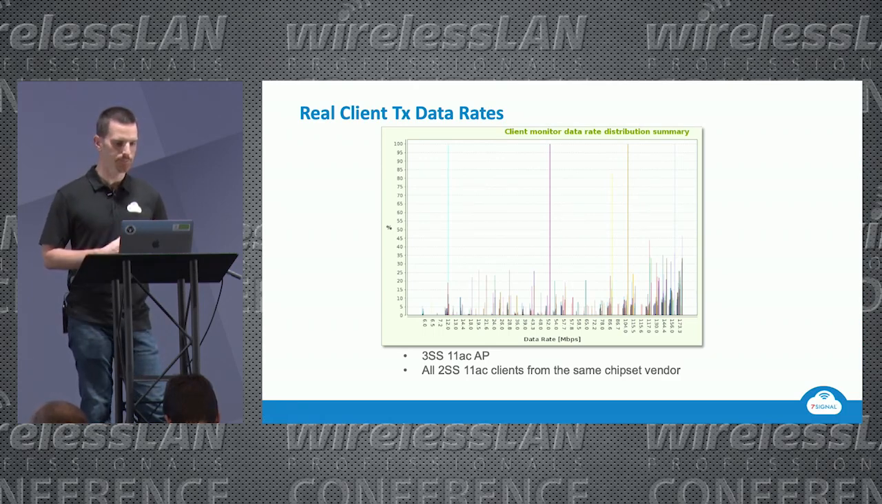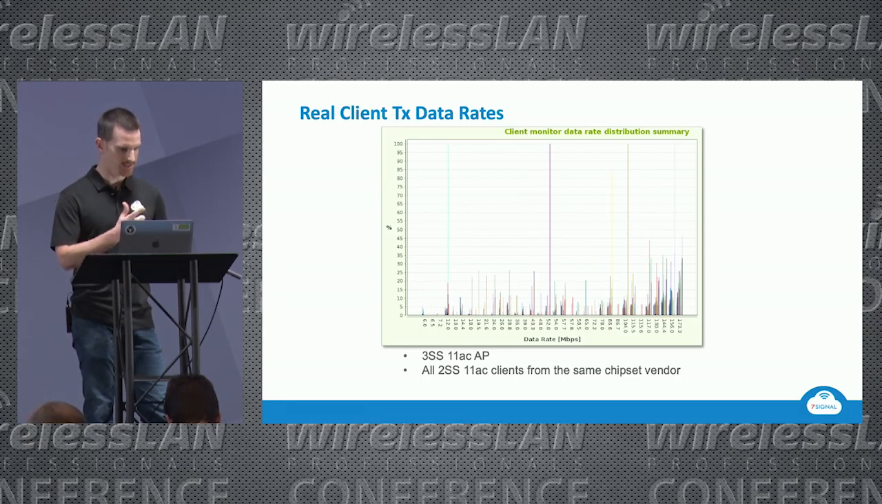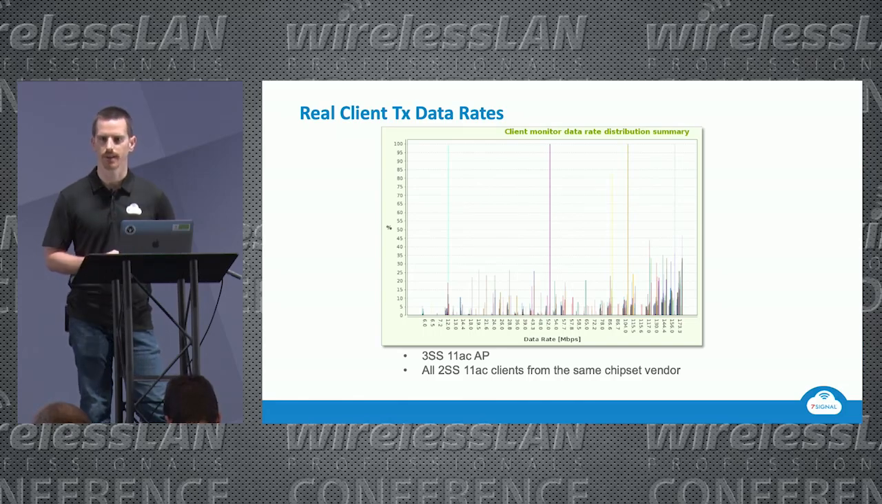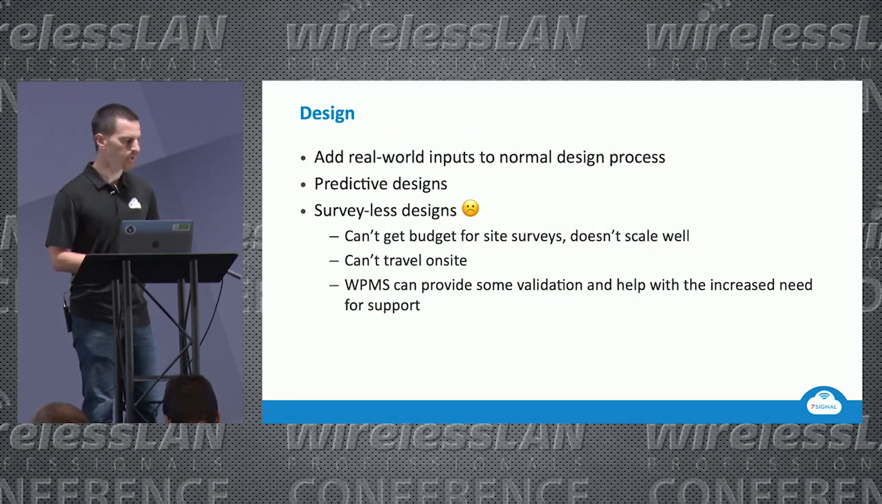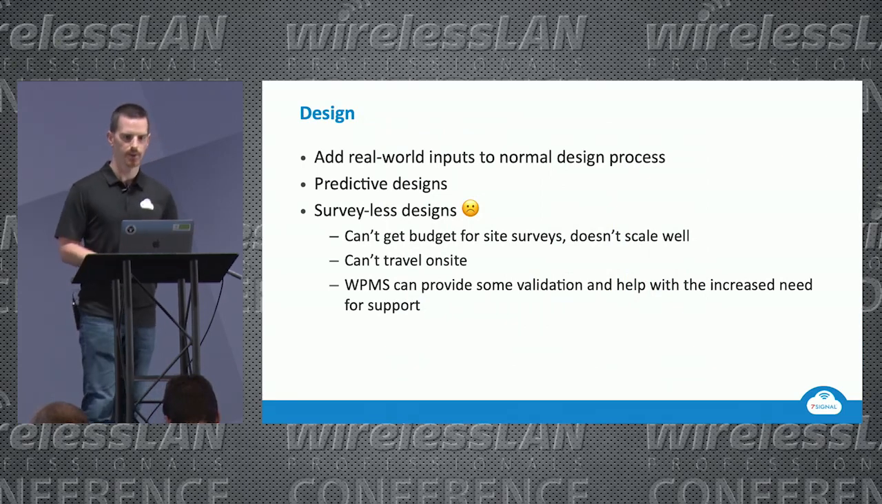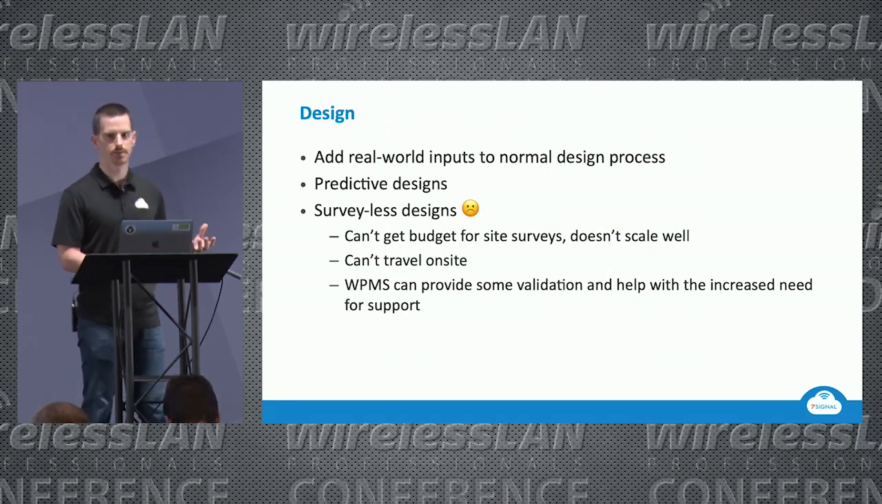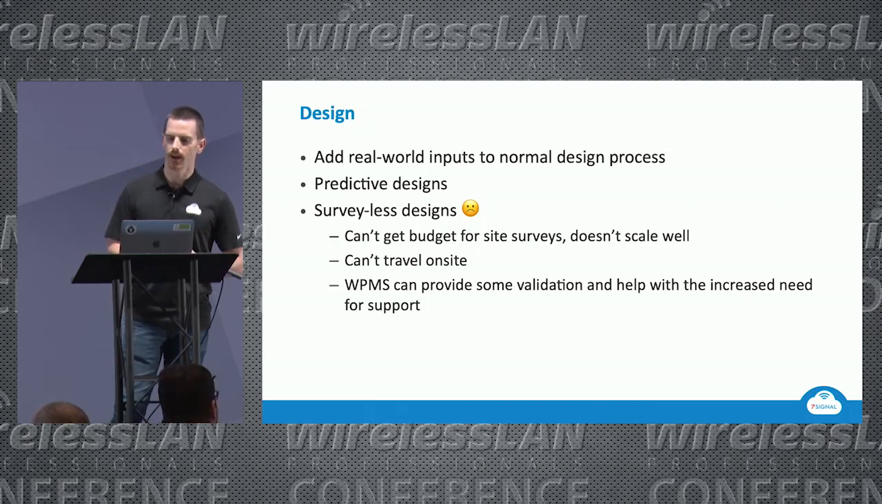So this is all testable. And we can also identify clients here. Each line is a different client. We can see some clients are almost always at some lower data rates. Those might need to be called out and remediated. So when you build your design, you can take data like I just showed you and a whole lot of other stuff and use that to replace some of those assumptions you were doing before.